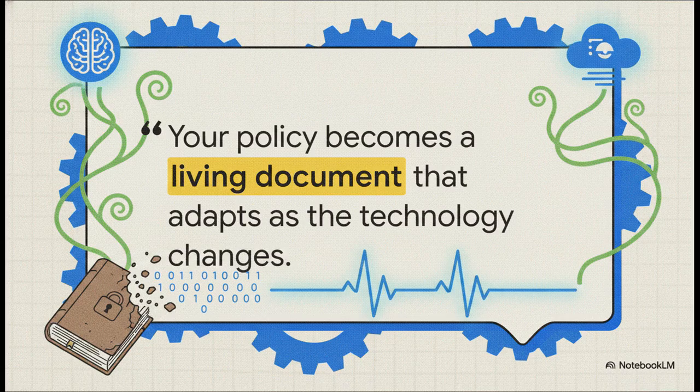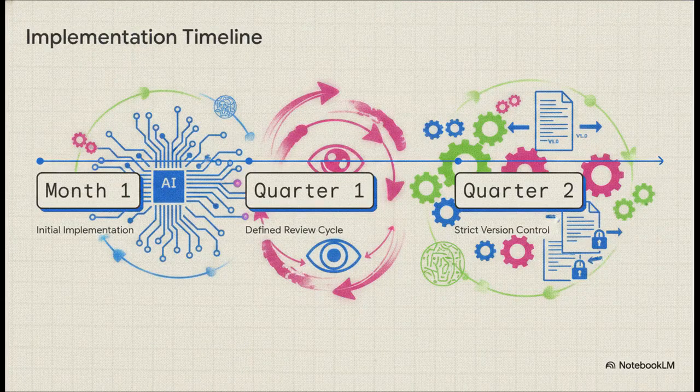This is the crucial difference between old-school governance and true AI-ready governance. If you just print this policy out and forget about it, it literally becomes a liability. It needs to breathe. Let's look at how that actually plays out on a timeline. In month 1, you have your initial implementation. Pretty standard, but notice what happens next.